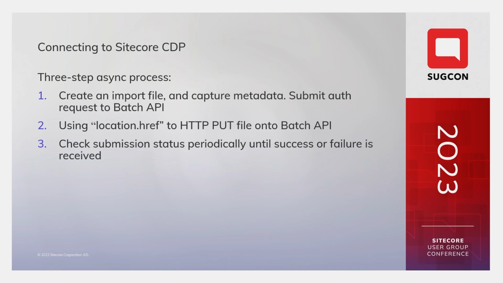We capture metadata for that file. We submit an authentication request to the batch API. We get a URL back, and we then put the file into that URL. Straightforward. And it's an async process. The results are not right away available, so you have to wait maybe 15, 20 minutes to know that your input was successful.